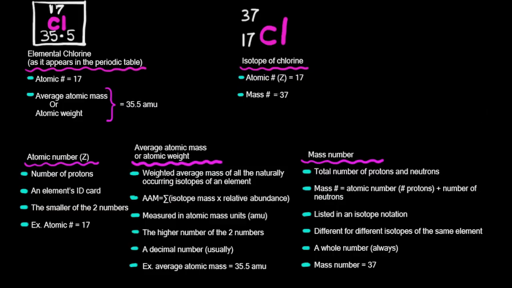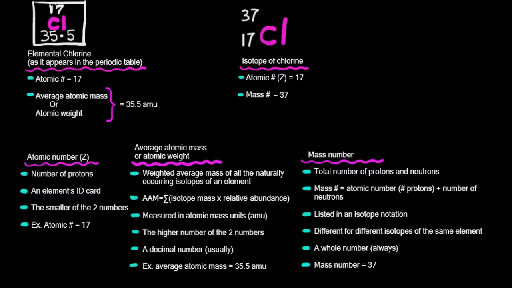The mass number is the sum of the protons and neutrons in the nucleus of an atom. The equation for the mass number is equal to the number of protons plus the number of neutrons, or the mass number is equal to the atomic number, which is equal to the number of protons, plus the number of neutrons.